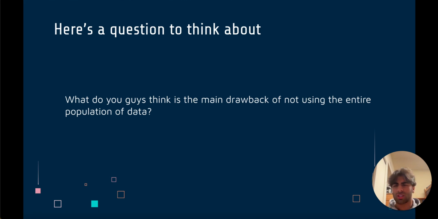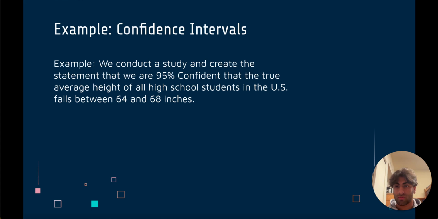Here's a quick question to think about. What do you guys think is the main drawback of not using the entire population of data? And there's so many answers for these. Moving on to another example.